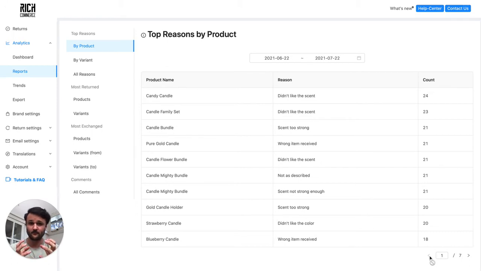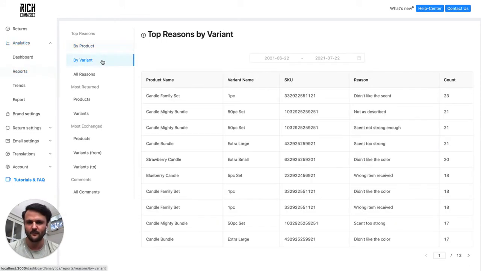And if you really want to make good business decisions, it totally makes sense to look at this data, right? If we even break it down further, by variant, for example, you can not only look at what products have the most returns, but what variant, right? For example, in this case, it's a candle. Obviously, this is a demo store here and demo data that we use. But you can see, okay, what variant caused a problem.